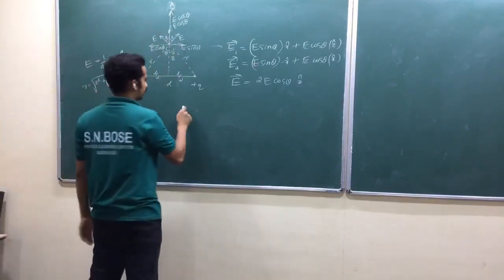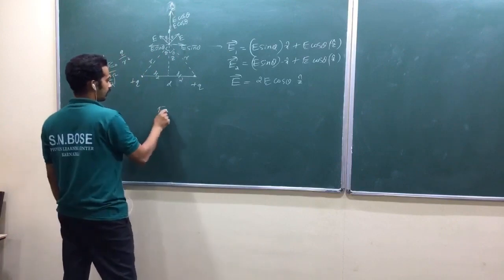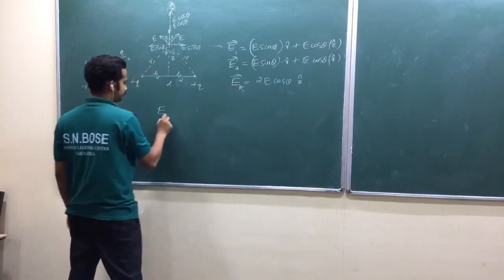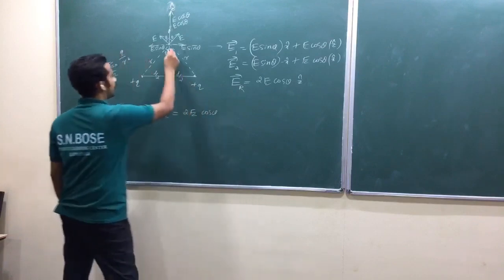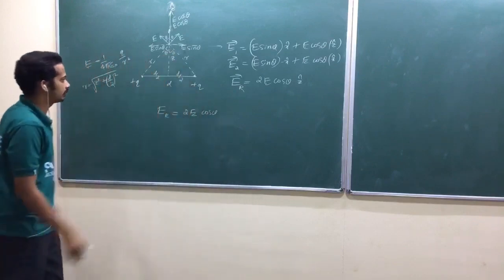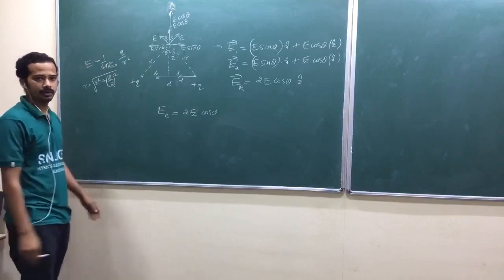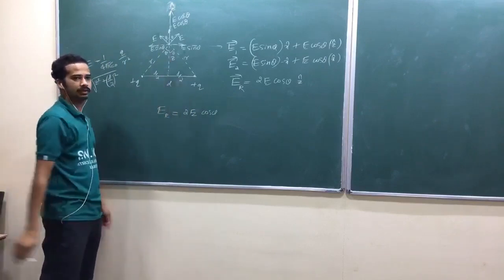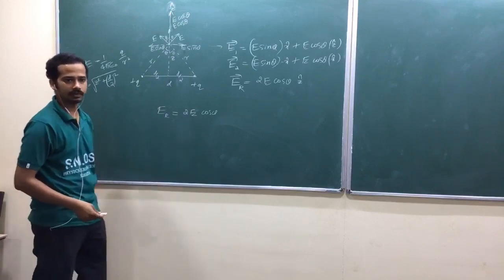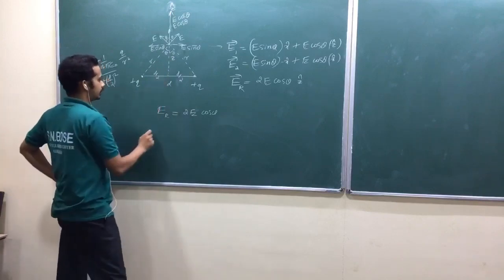Now again, I have to write the magnitude of the resultant: 2E cos theta. How do you define cos theta? Theta is what we have defined, remember. The parameters he has given are plus q, d and z. You have to write in terms of those. What is the cos theta now?